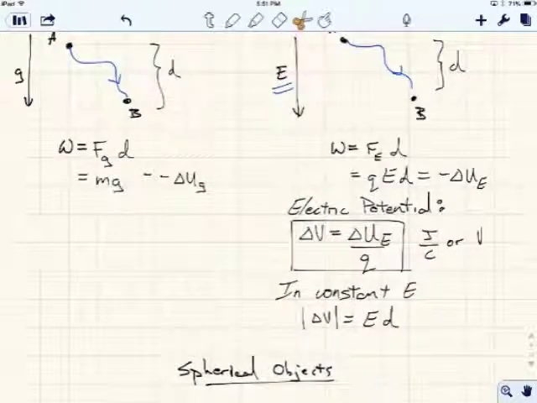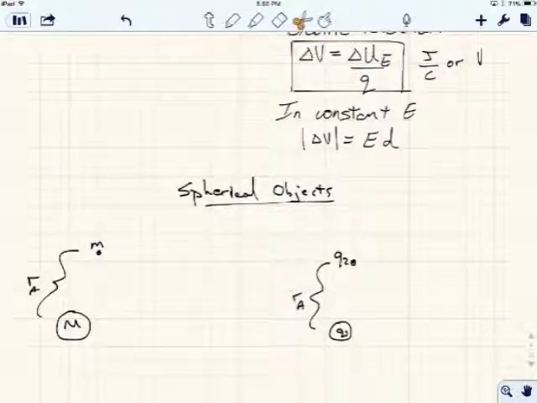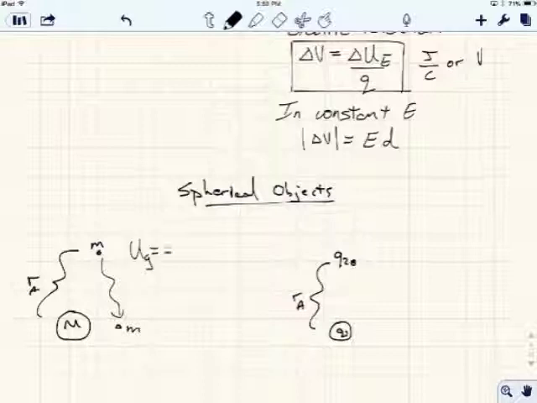Now this equation is great for constant electric fields, but we know that around spherical objects, the electric field is not always constant. Just like around a spherical mass, the gravitational field is not always constant. So let's say we start with our spherical mass, capital M. We know that there's a gravitational field that's exerted on a little mass. So if we were to bring this little mass over to a new point, then there's going to be some change in potential energy. Now, the universal gravitational potential energy equation is negative G, capital M, little m, over R.